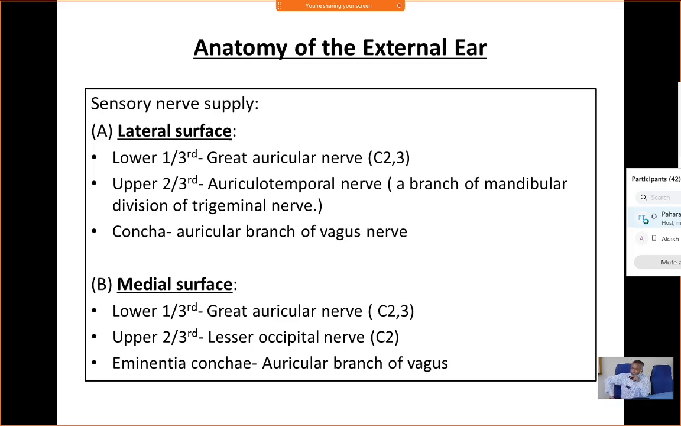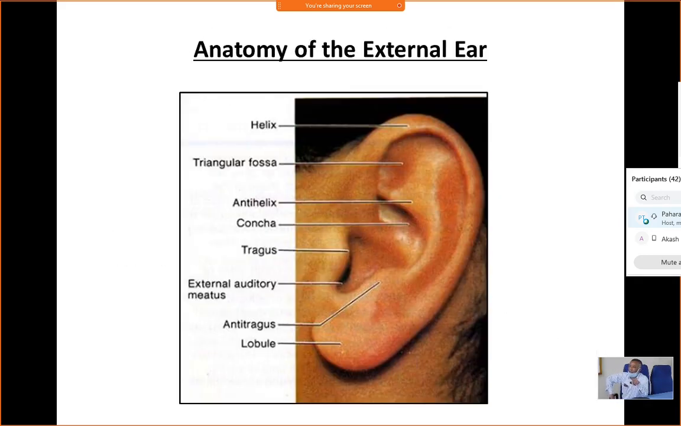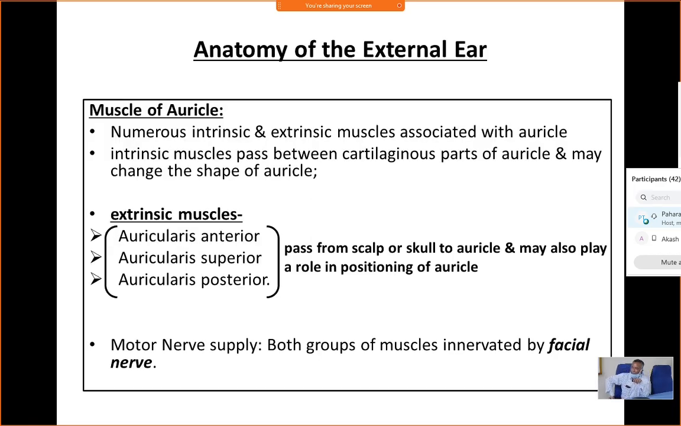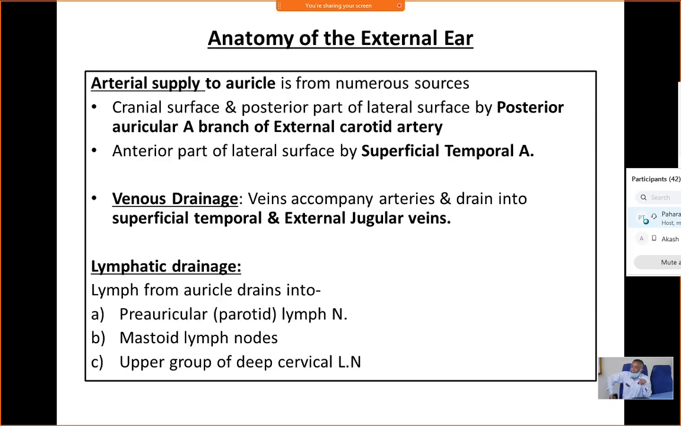Then the eminentia conchae, which is again supplied by the auricular branch of the vagus. Eminentia conchae means there is one elevation in the concha, with the antihelix at its posterior aspect. Just anterior to the concha there is an elevation called eminentia conchae, which is again supplied by the auricular branch of the vagus.